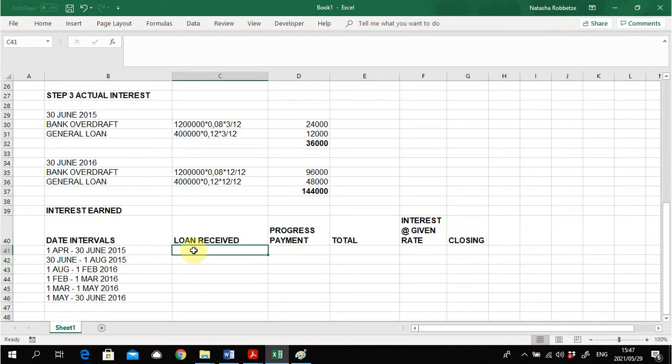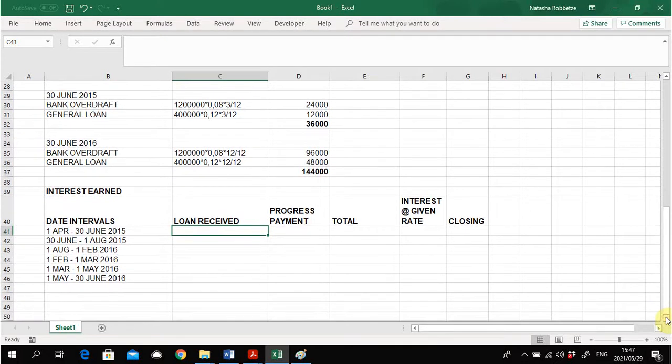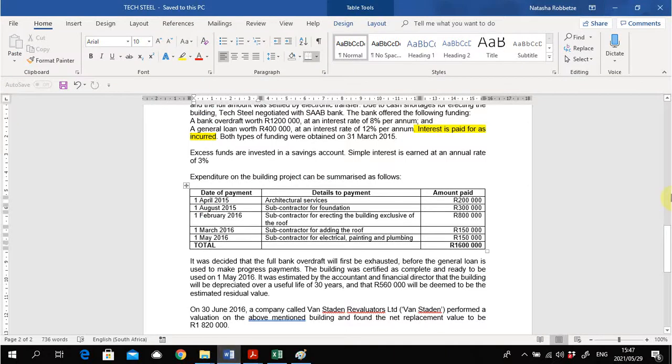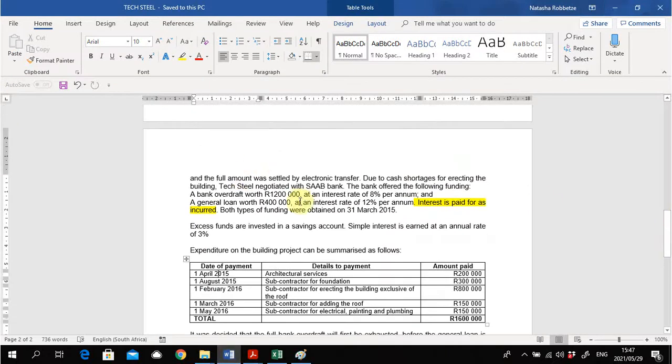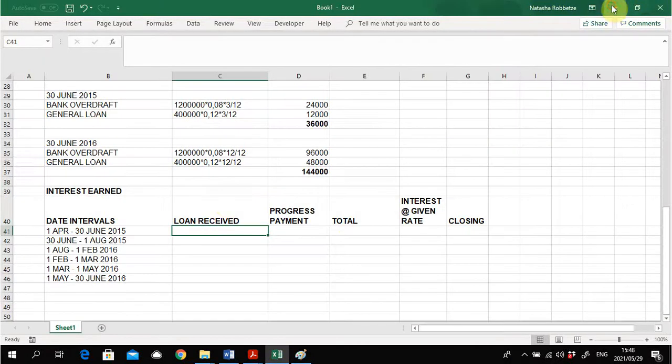So for the loan received, there's something very important that we need to take into account when we do the interest earned. And that is that the bank overdraft that we have cannot be used to earn interest. It's only the general loan that can be used to earn interest. And this general loan we get on 1 April. So I'm going to put it in loan received 400,000 Rand.